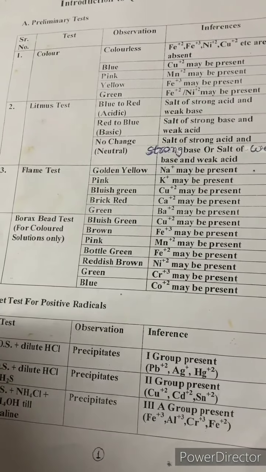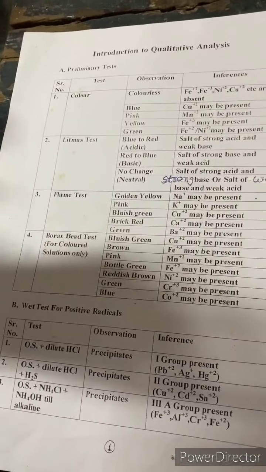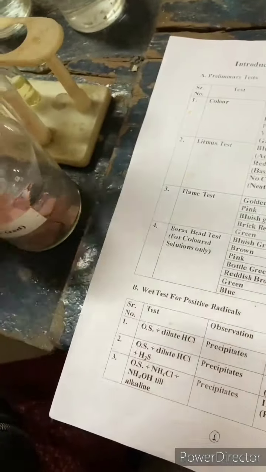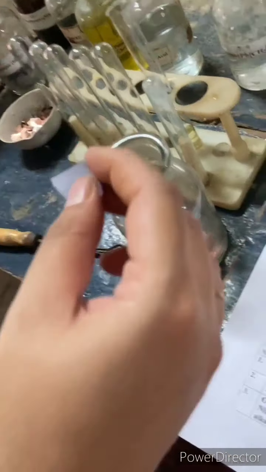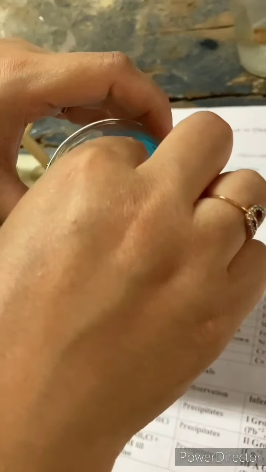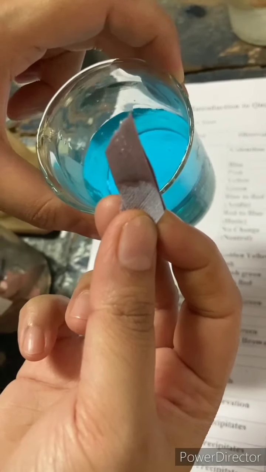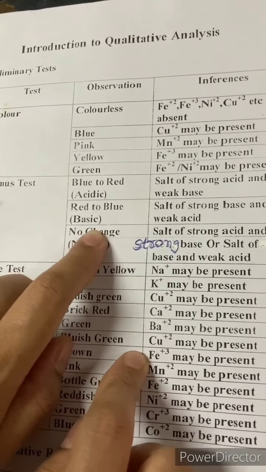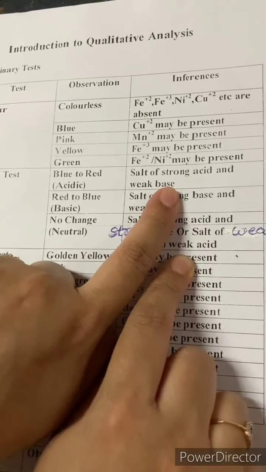Let's first test with red litmus paper. Let's see if there is any color change or not. We see that there is no color change. Let us test this for our blue litmus test. We dip it in it and we see that it changes from blue to red. So we will confirm that my salt solution is acidic and it is a salt of strong acid and weak base. Now we'll move to our third test, that is flame test.